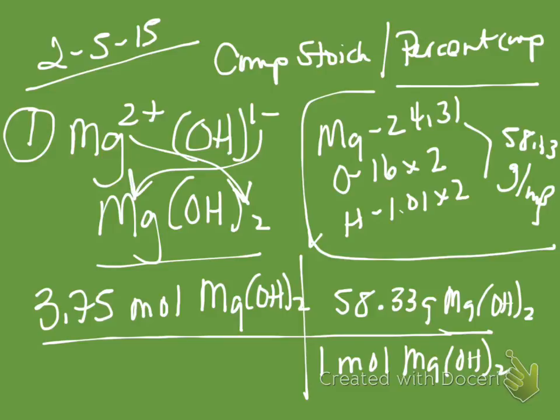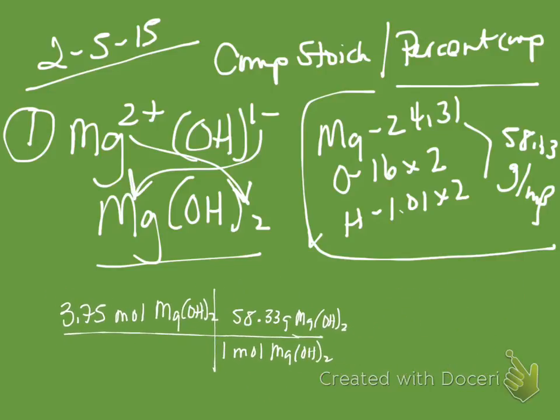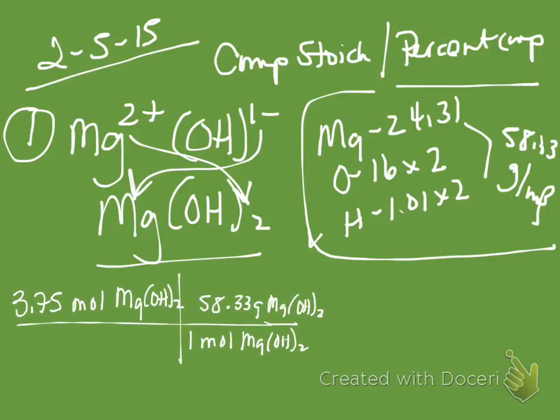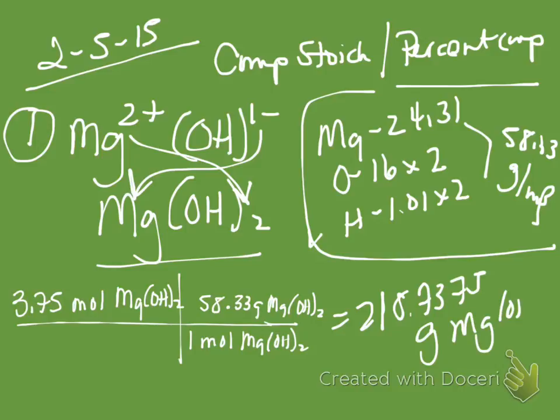Okay, so when we do the math on this, what do we get? We get 218.7375 grams of magnesium hydroxide. How many sig figs do we have to work with here? 3. So what we have is 219 grams of magnesium hydroxide. Okay.